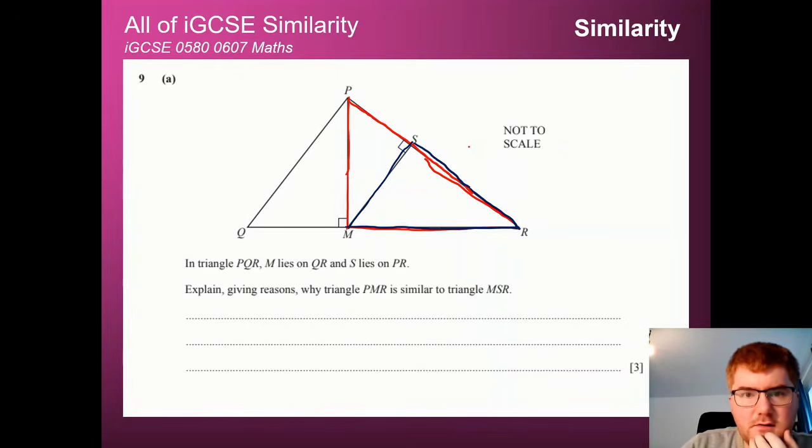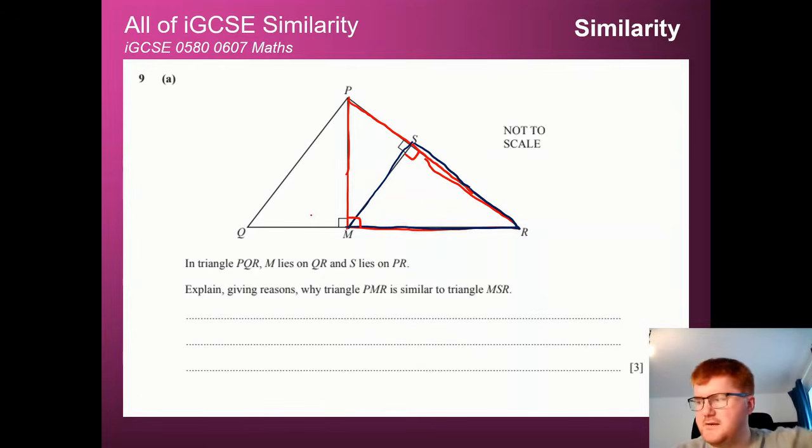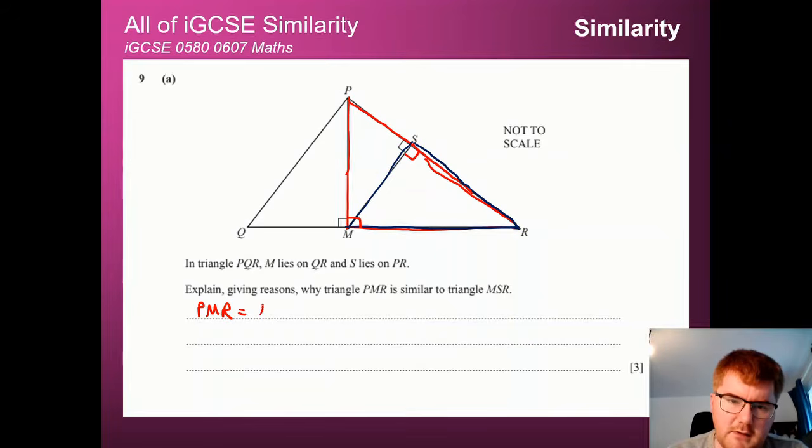Right, so notice that this is a right angle here. It's on the same straight line. And we've got a right angle here as well. So they share this right angle. So we need to write this in nice and carefully. So PMR is equal to MSR. And they're both equal to 90 degrees. Again, I think that's quite clear why that's the case. I don't think we need to write any more reasons on that.